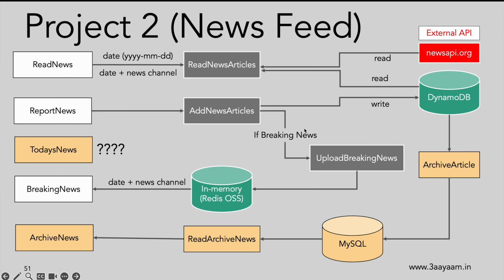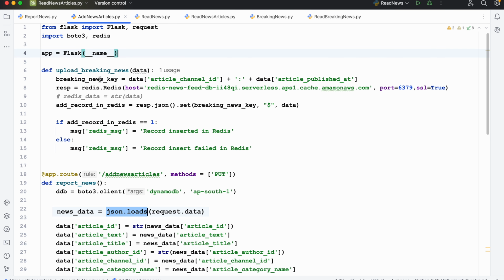If it is breaking news, this function would insert the record in the in-memory database, which is Redis. And Redis is also a key value store, but the data is stored in memory, that is in RAM. So that's why I'll have to create a key, and I'll have to pass a value to the key. So that's what we're doing here.